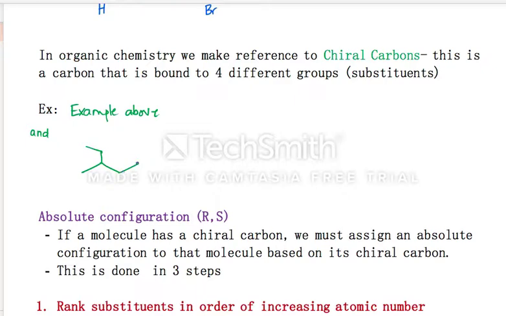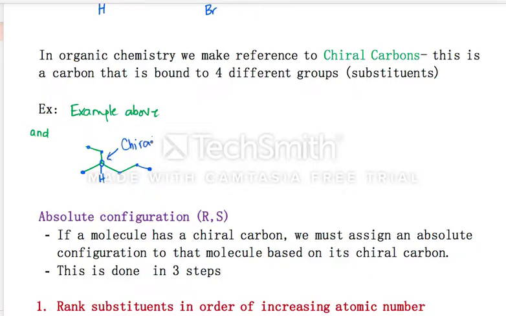Now this carbon right here is bound to an ethyl group, a methyl group, so we have a methyl here, we have an ethyl here, and we have another group, a propyl, 3 carbons. And it's bound to a hydrogen. Now, because it's bound to 4 different groups, this carbon right here is a chiral carbon.